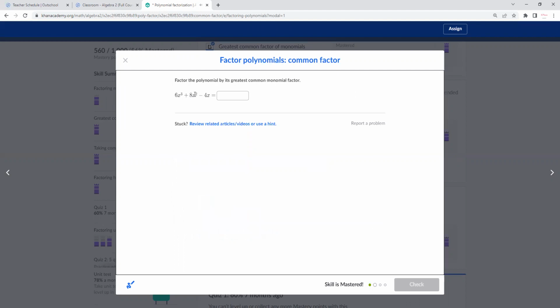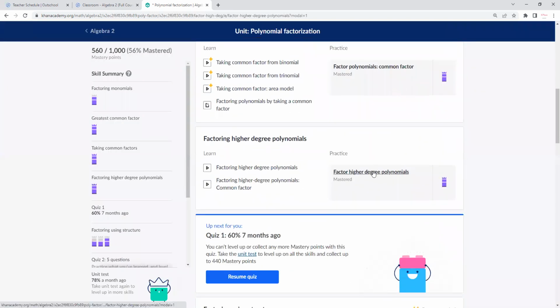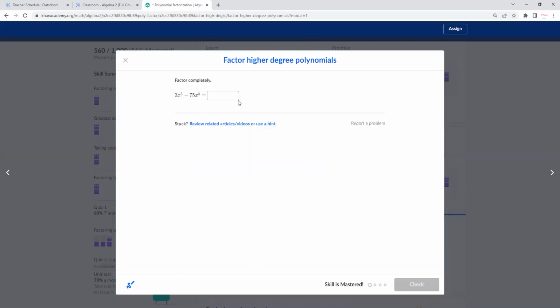So these are just practicing how to take out the common factor. These ones you might not know how to do just yet. Actually, this one you can. This is the difference of two squares. Always take out a GCF first.